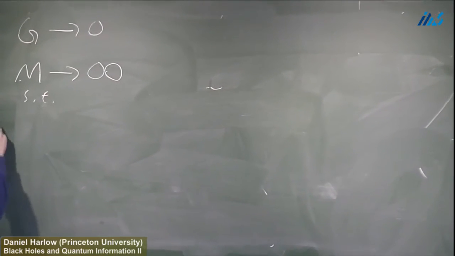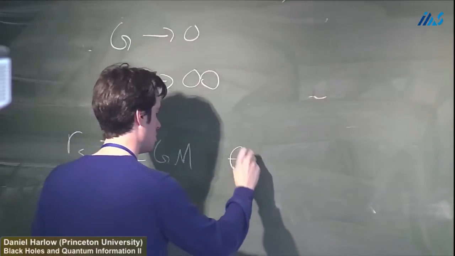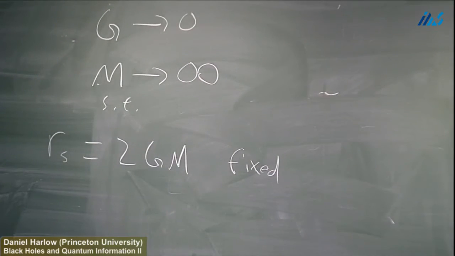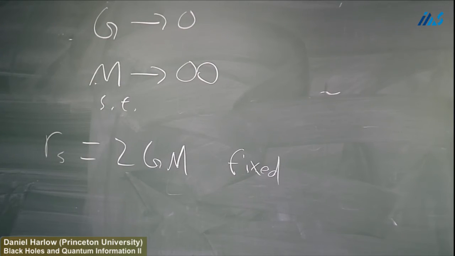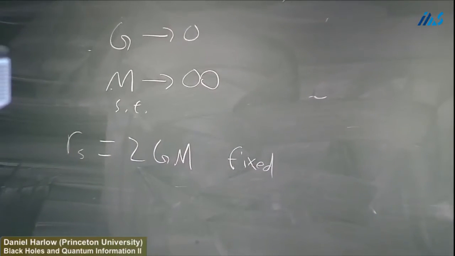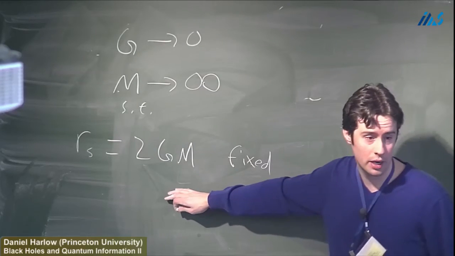You send the mass to infinity, such that the Schwarzschild radius, Rs, which is 2GM, is fixed. Okay. Now, if you're a stickler, you'll rightly complain that it doesn't make sense to talk about holding a dimensionful quantity fixed. So what I really mean is I'm going to be interested in experiments where the length scales involved are of order the Schwarzschild radius.